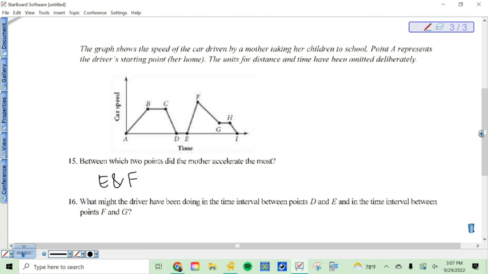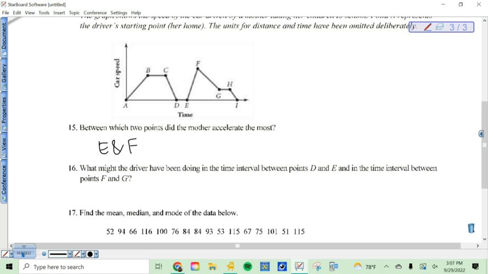And then what might the driver have been doing in the time interval between D and E? Good. Why do you say stopped? Yes, exactly. That's perfect. The line is constantly at 0 right there, right? Because B through C, there's no slope for that one either, but that's them going a constant speed, whatever that speed is. Whereas this one's along the x-axis, which means it's 0.